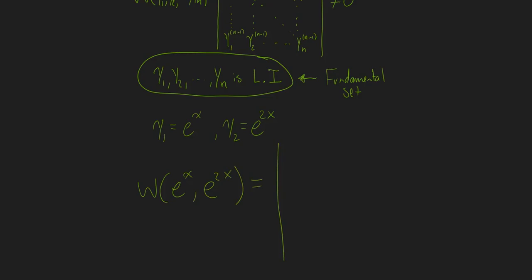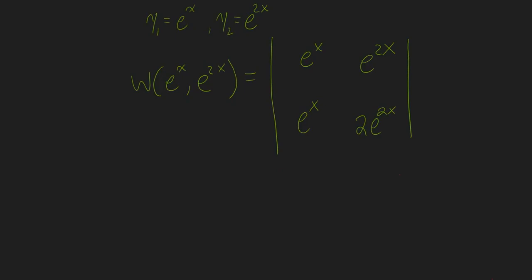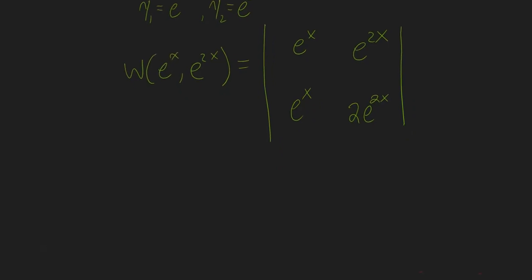And this would equal, well, e to the x, and then e to the 2x. And then the derivative of e to the x is just e to the x. The derivative of e to the 2x is 2e to the 2x. And one technique that we can actually apply to this is, well, if it's true for one x, then it will be true for all x, because these are continuous functions.